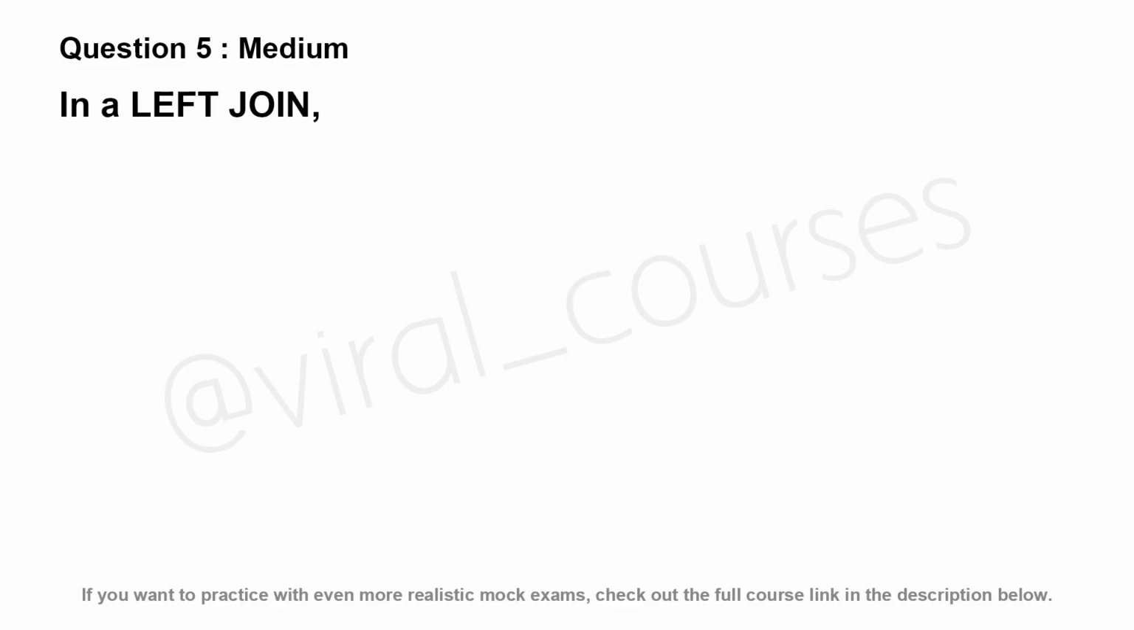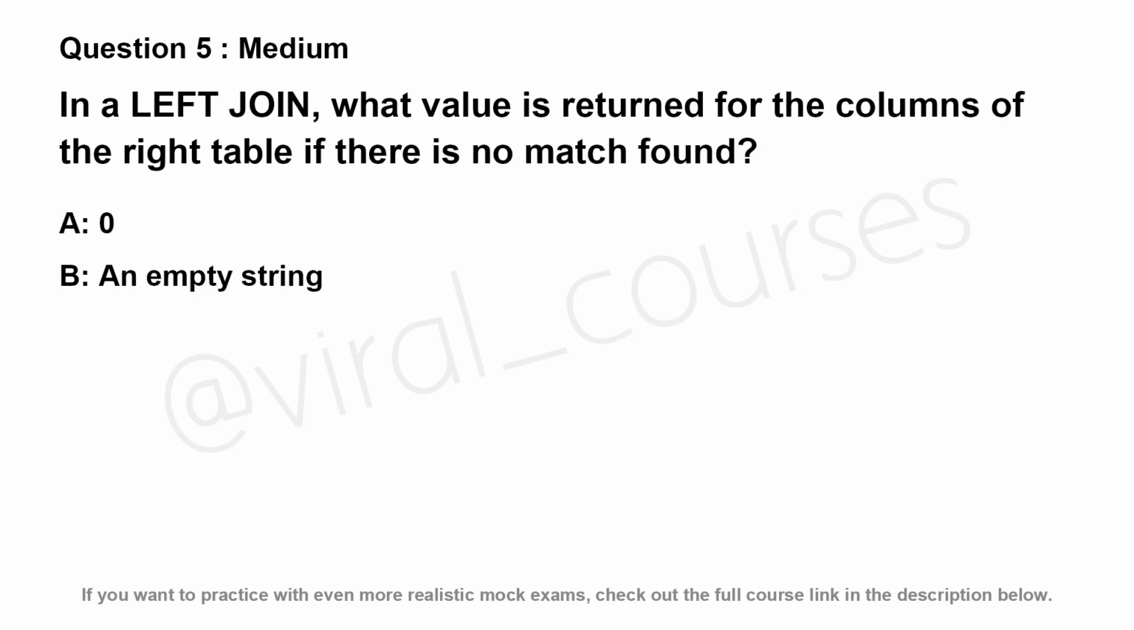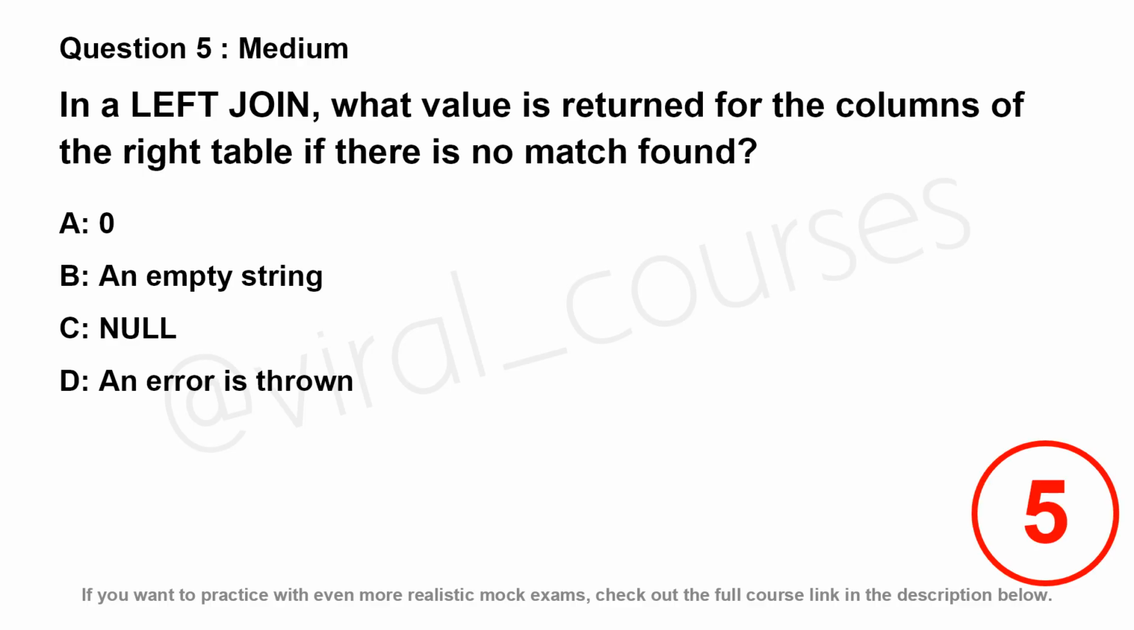In a left join, what value is returned for the columns of the right table if there is no match found? Option A, 0. Option B, an empty string. Option C, null. Option D, an error is thrown.